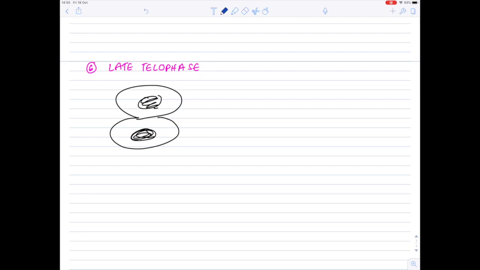And then finally, in late telophase, the chromosomes uncoil, so they're no longer supercoiled, they're no longer condensed. And we know that those two cells need to separate, so they'll separate here. And that process whereby the two cell membranes divide is known as cytokinesis.